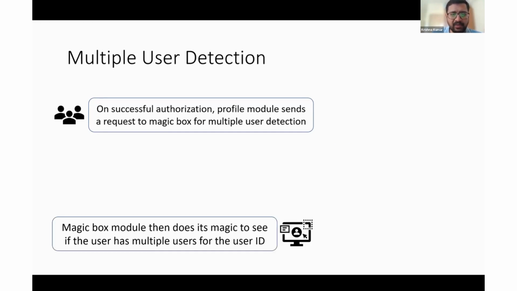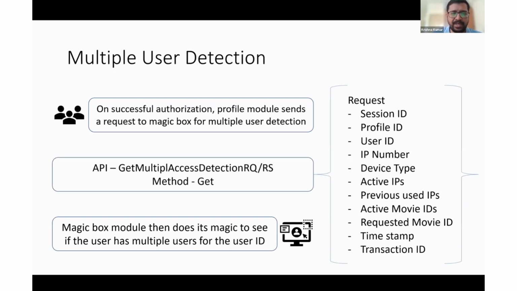The profile sends a request, the magic box receives the request and does its magic to be able to say whether there is multiple user detection or not. So the API for this is again a GET, multiple access detection request, and the request method is GET here.